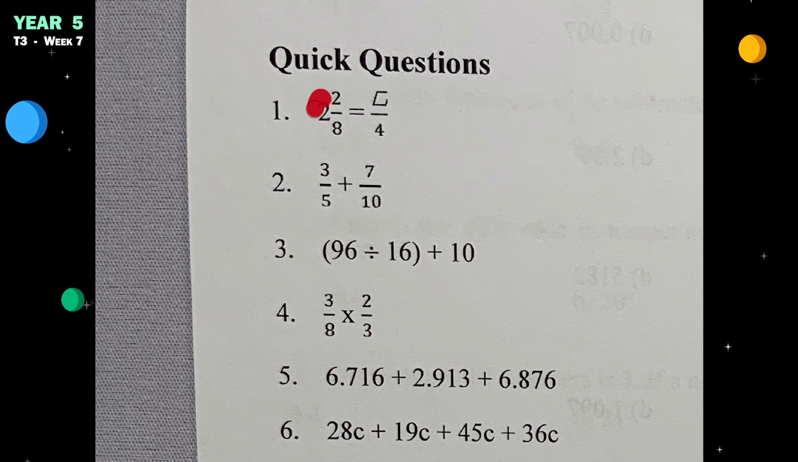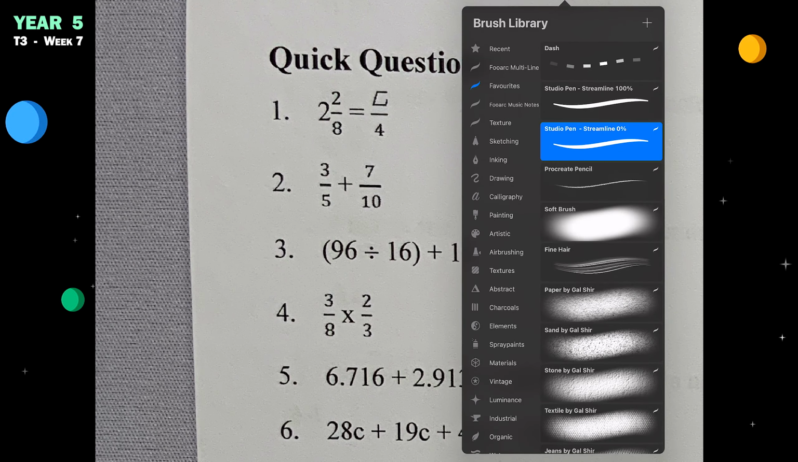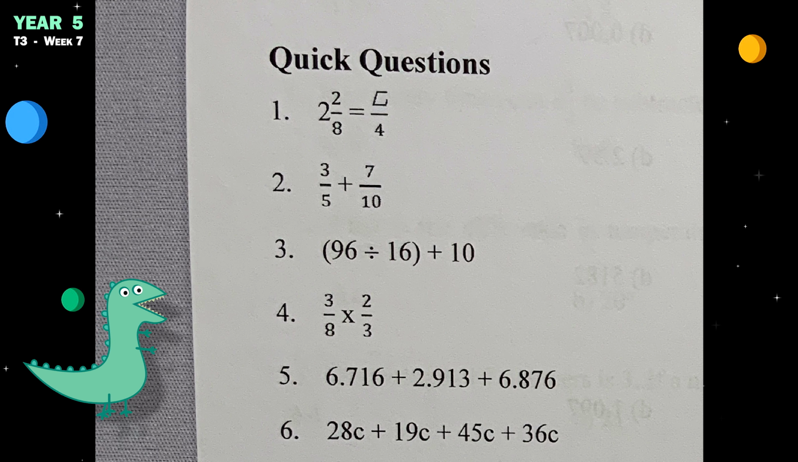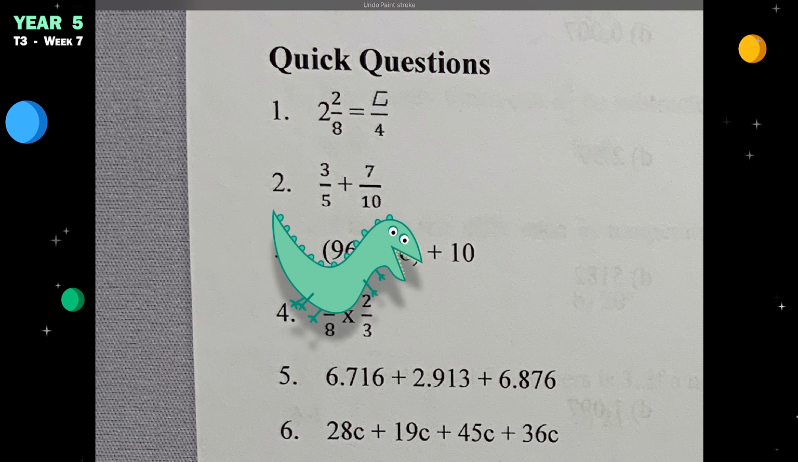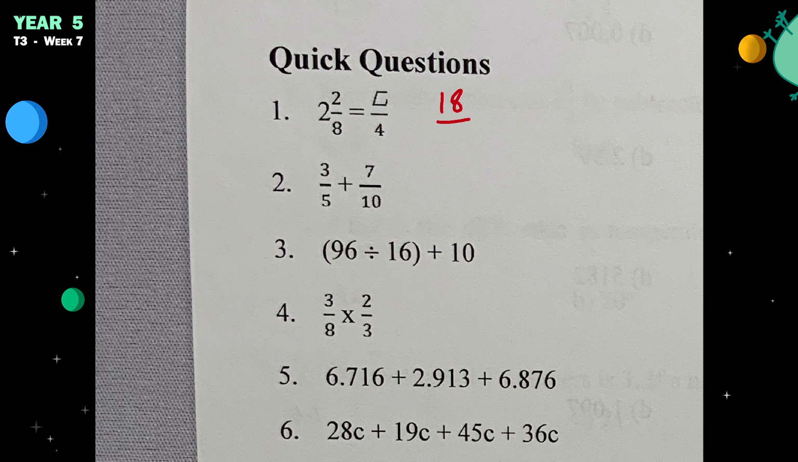So we're just going to do 2 times, oh, this is a bit too big there. Let's change the size of this pen, maybe 3. Okay, so 2 times 8, that's 16, and then plus another 2 will be 18. It'll be 18 over 8.